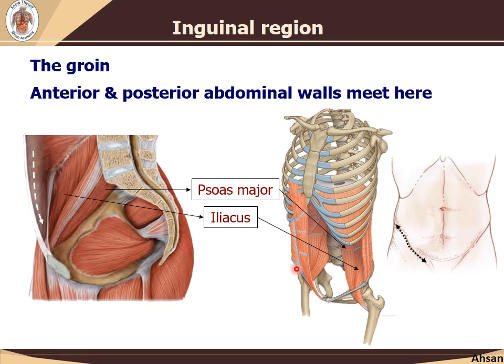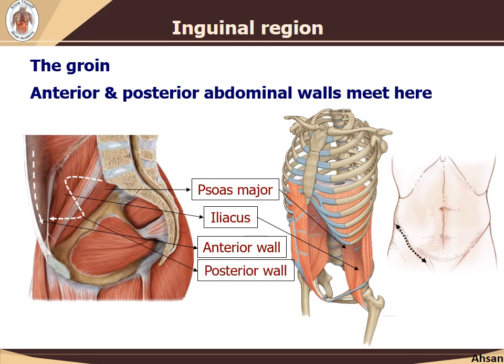Here these two layers meet, and this region is known as the inguinal region. You see the posterior wall muscles and anterior wall muscles meeting in the inguinal ligament region. This one is the posterior wall and this is the anterior wall, both meeting in this groin area.